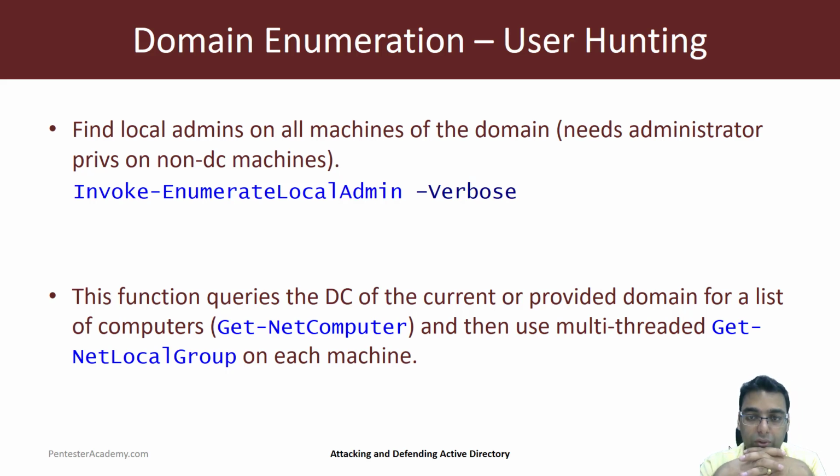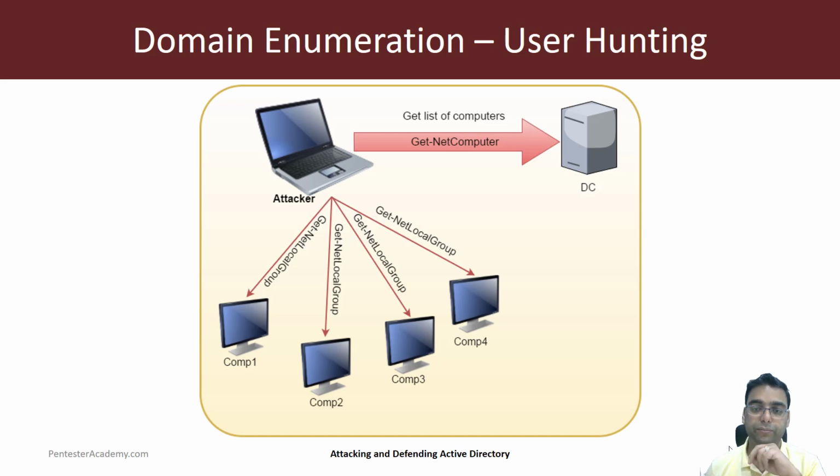Now, Invoke-EnumerateLocalAdmin is a function which looks for local admins on all machines in the domain. But interestingly, on non-DC machines, it must have administrator privileges, right? So this is useful once again for testing access for local privileges. And this is how it works. It goes to the DC, requests a list of computers, and then goes to each and every machine in the domain and tries to run Get-NetLocalGroup on that particular machine, right?